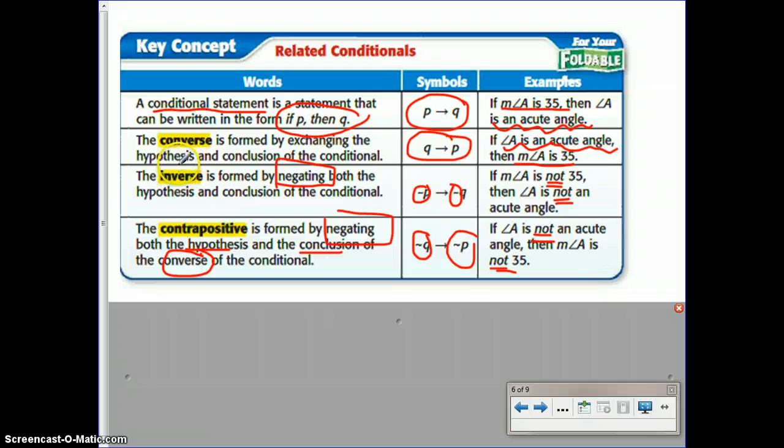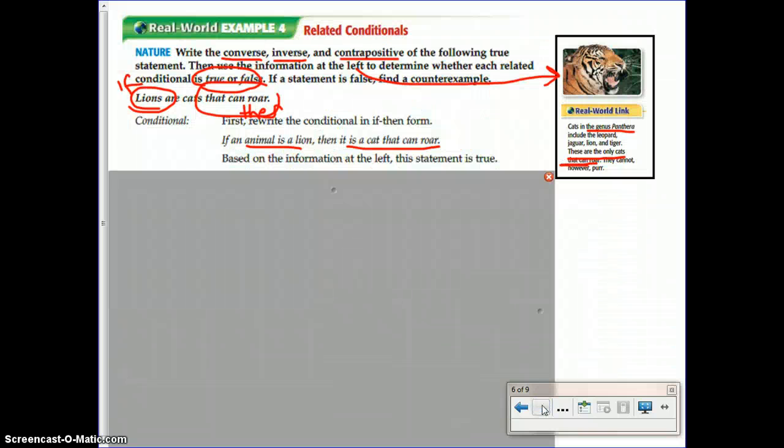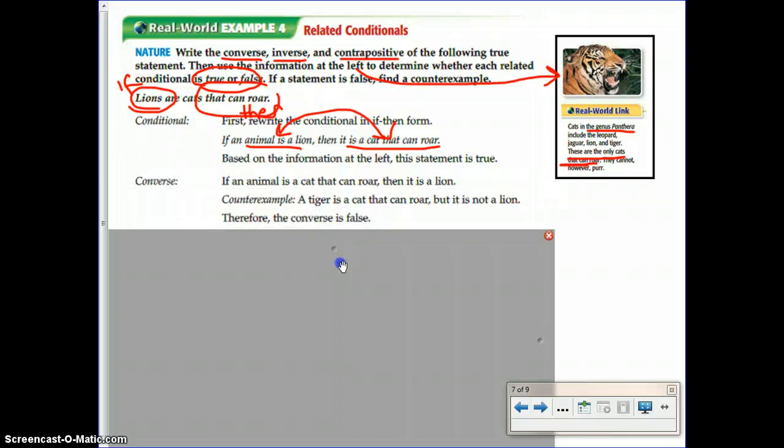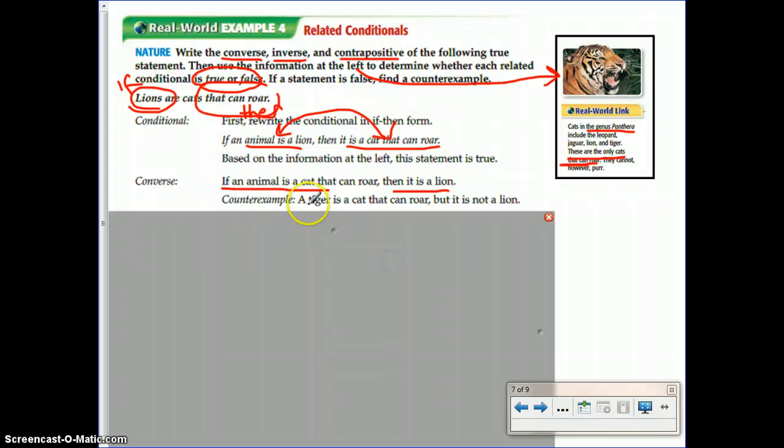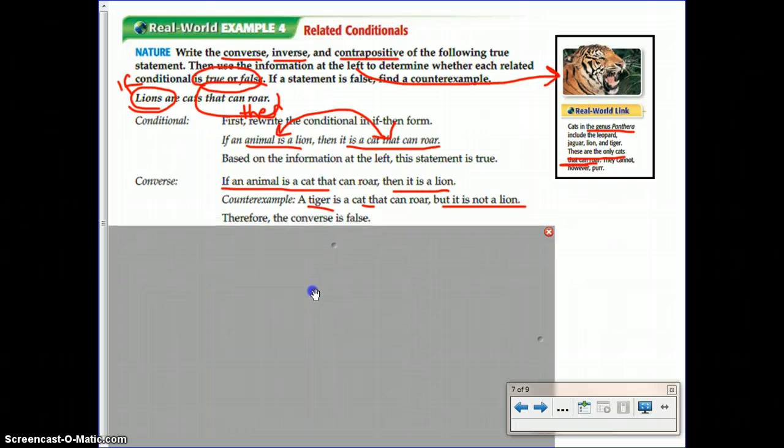All right, so now we're going to write the converse of that statement. Remember, converse just means we flip the Q and the P. So we're just going to flip around Q and P and write that as, if an animal is a cat that can roar, then it is a lion. So we literally just switch those around. So if it's a cat that can roar, does it absolutely have to be a lion? No, because a tiger is a cat that can roar, but it's not a lion. So if we can provide one counterexample, then we have proven it false. So that means the converse is false.